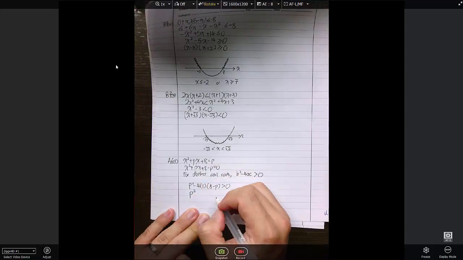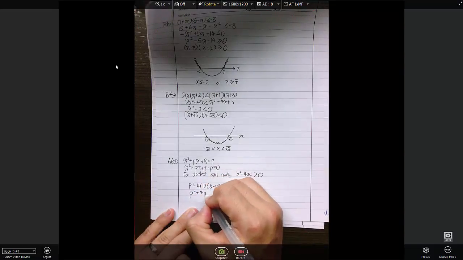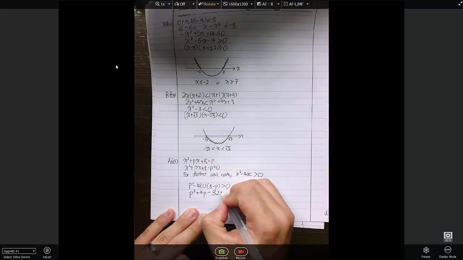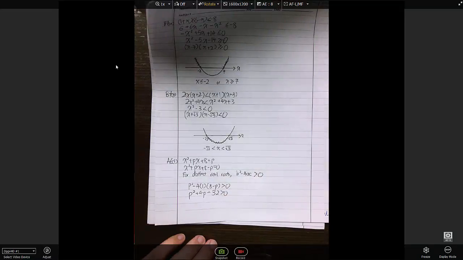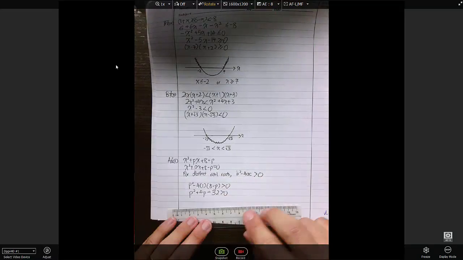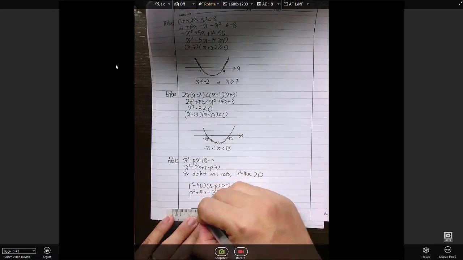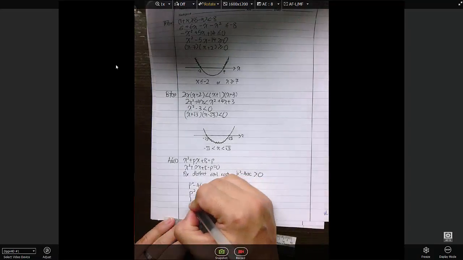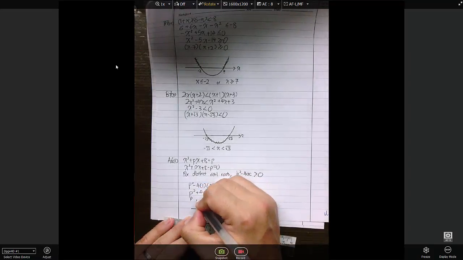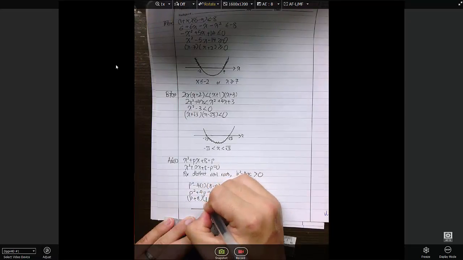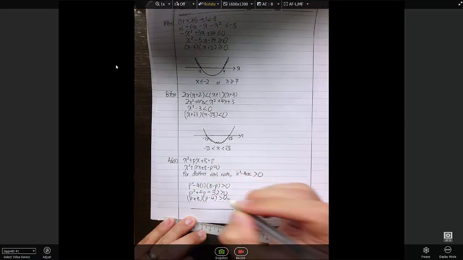I get p² + 4p − 32 is greater than 0. This one similarly, it will also be a quadratic graph. So I factorize here first. (p + 8)(p − 4) is greater than 0.